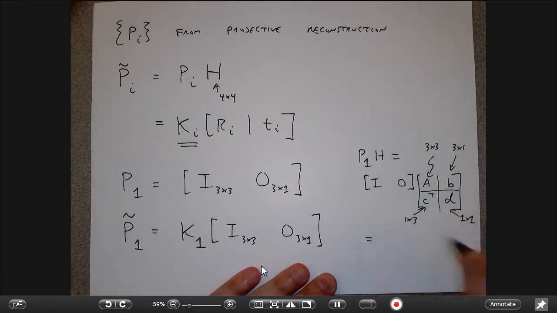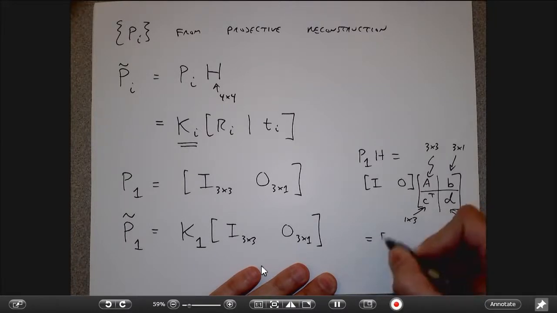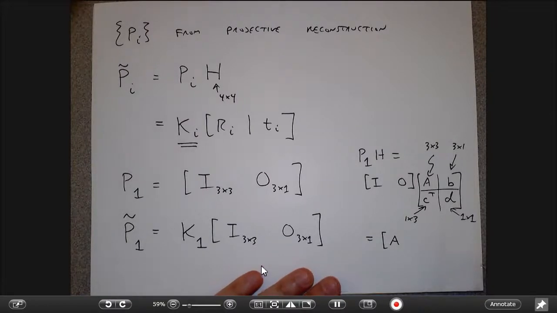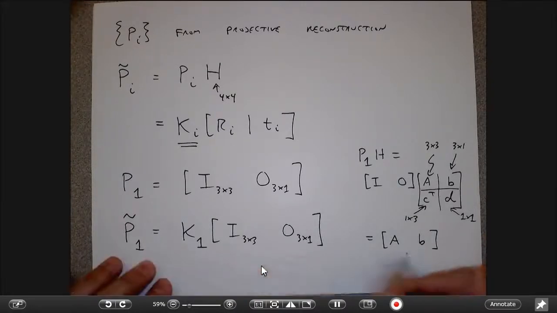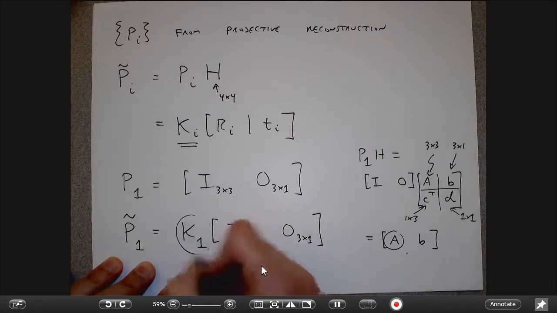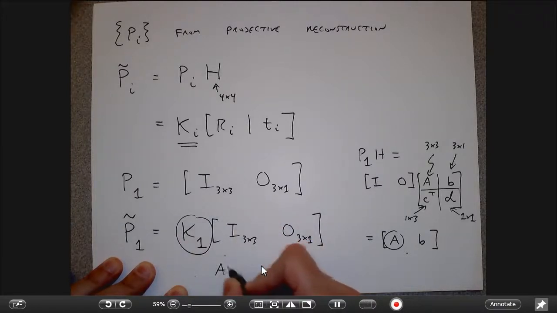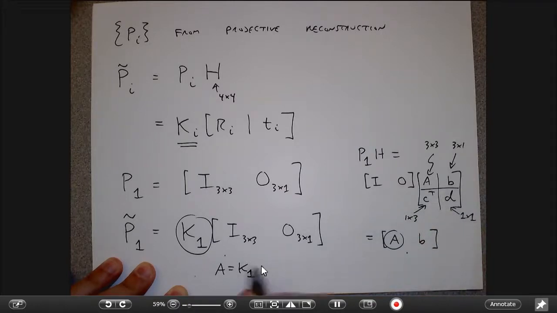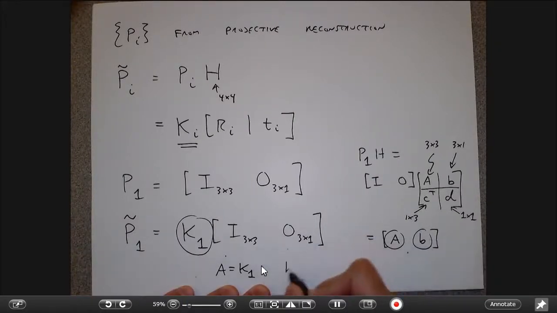And so now if I put these things together, I get A, B. That's it. Now I compare this to this, and that tells me that this A has to be the same as this K. So I can already remove some degrees of freedom here, because this A, which used to be a 3x3 matrix, is now going to be a camera calibration matrix, which means it really only has 4 or 5 non-zero elements. And then comparing this to this, that means that B has to be 0.